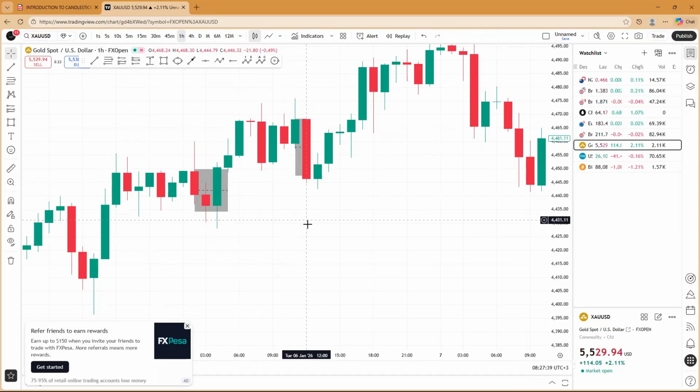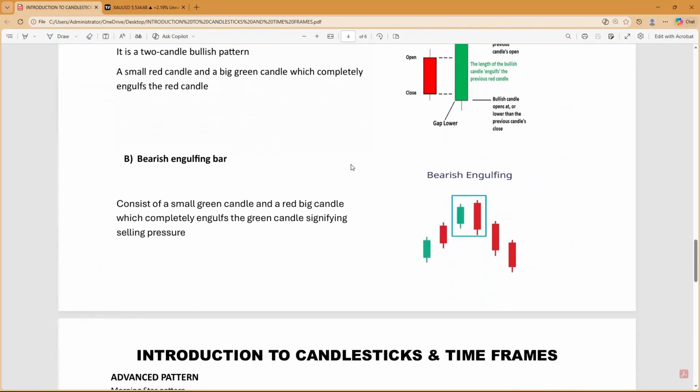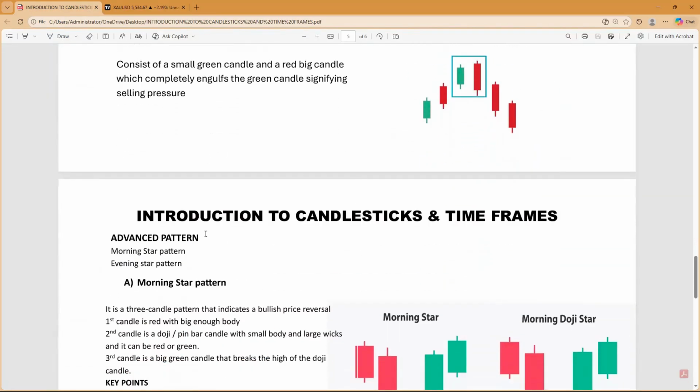With a bullish and a bearish engulfing candle, it is a two-pattern candle. Okay? It's only a two-pattern candle. So let's go to our next topic and see what it entails. We have the advanced pattern candles.